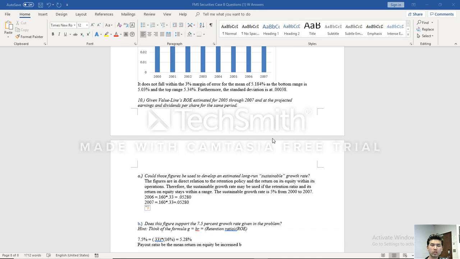0.0038. The first part of this question asks, could you develop an estimated long-run sustainable growth rate with the numbers that are given from 2005 to 2007? And the answer is yes, because the numbers calculated here give a growth rate of 5.28% for each year for 2006 and 2007, while the standard deviation lies between 5.03% and 5.34%. Therefore, it lies in between that, and we can say that we can use this long-run sustainable growth rate.